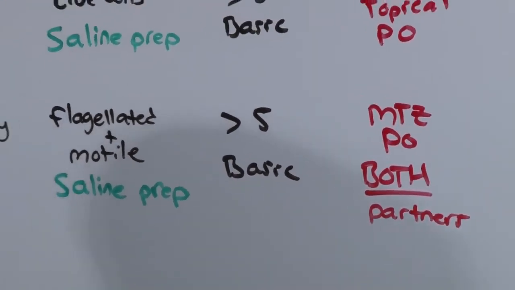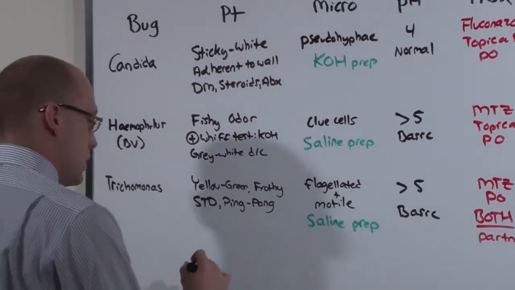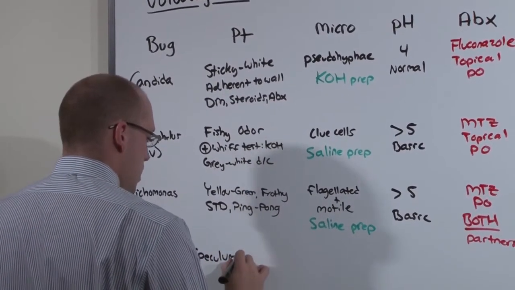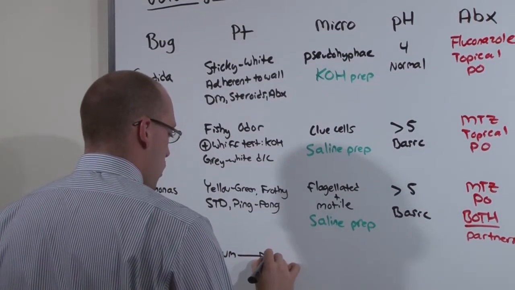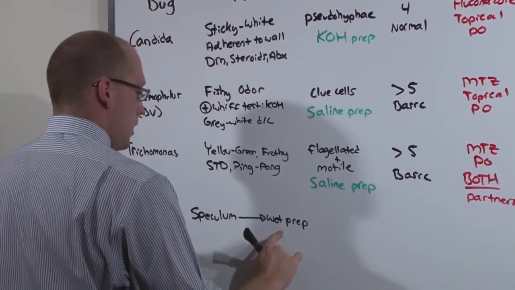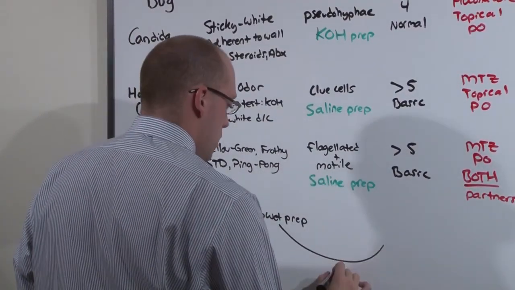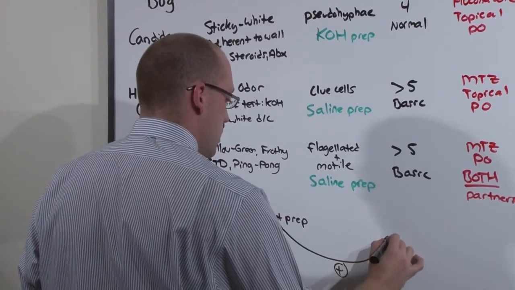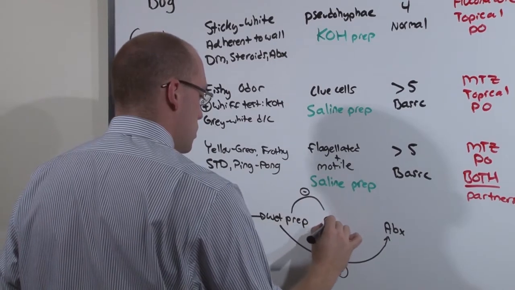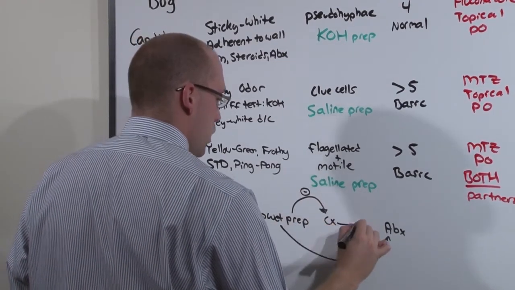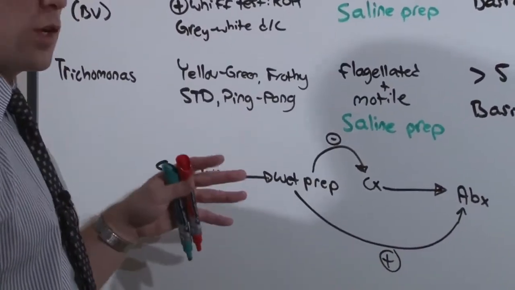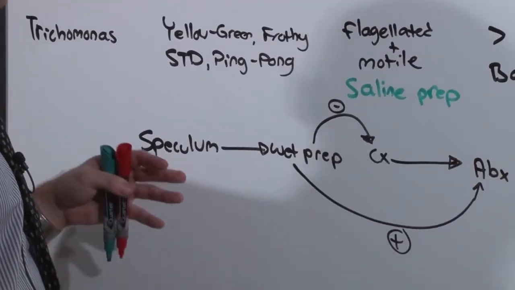So in general, what you're going to do for a patient complaining of vulvovaginitis, every patient, every time, is do a speculum exam. And from that speculum exam, you're going to get a wet prep. The wet prep is both KOH and saline. If you see the causative organism, simply treat it. If you don't, get a culture and treat what grows. So this is infections of the lower genital tract, vulvovaginitis.